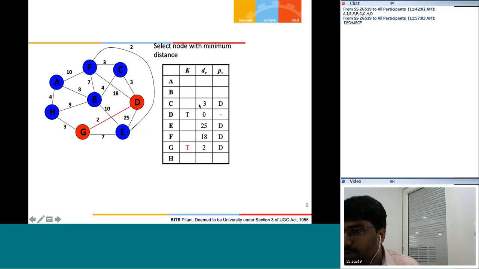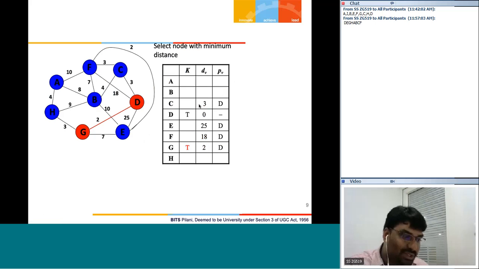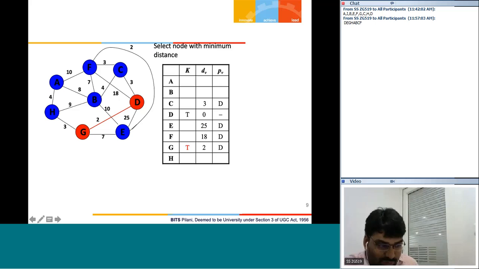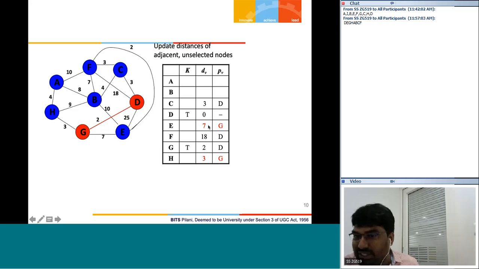C. Yes, that's why I am choosing the C path, but if you see here, I have done something also. The moment I reach G, I have to update this list. What are G's vertices? G's vertices are H and E. I have updated E's value from 25 to 7. Is this clear why I have updated 25 to 7?